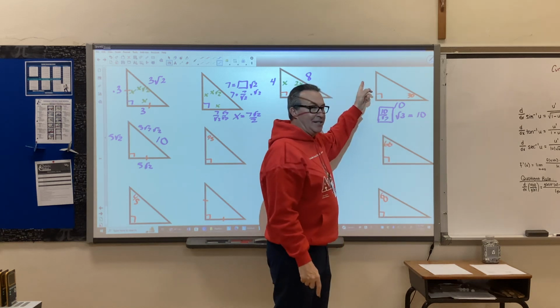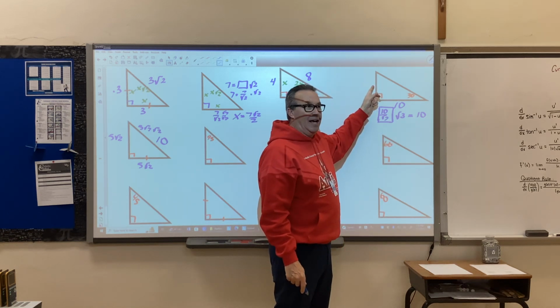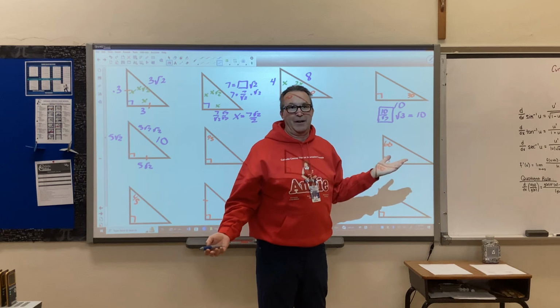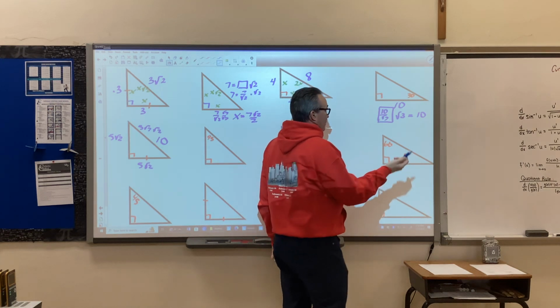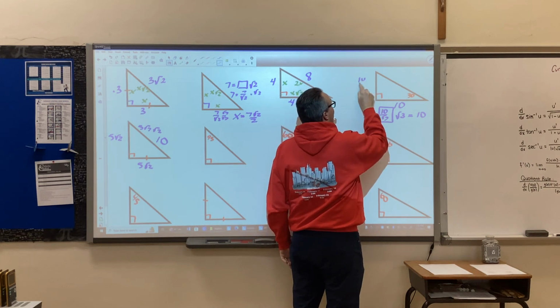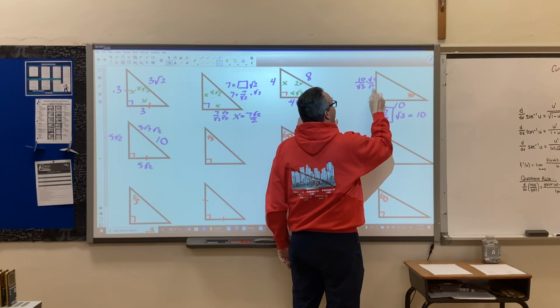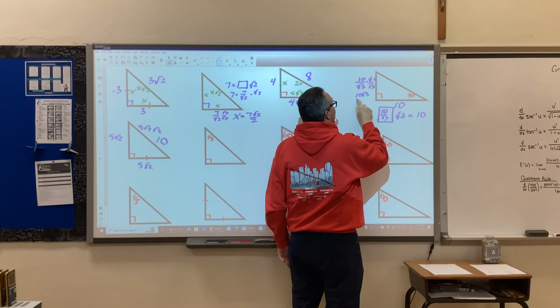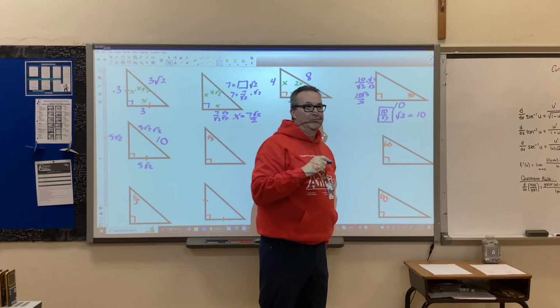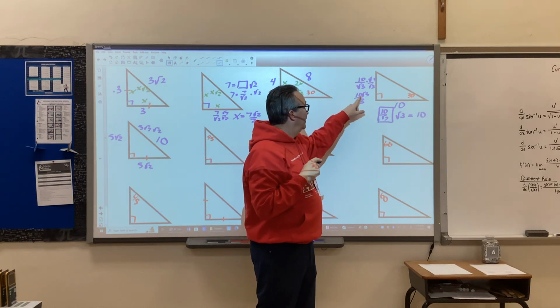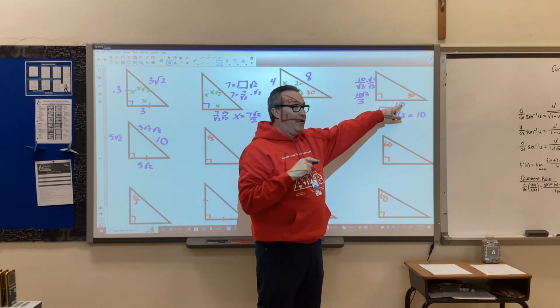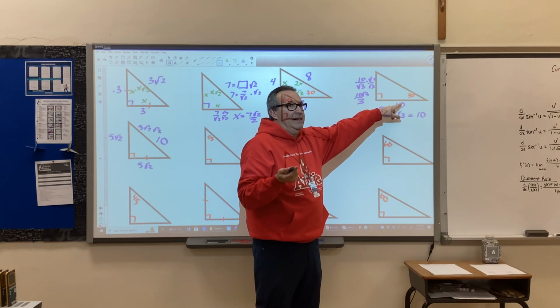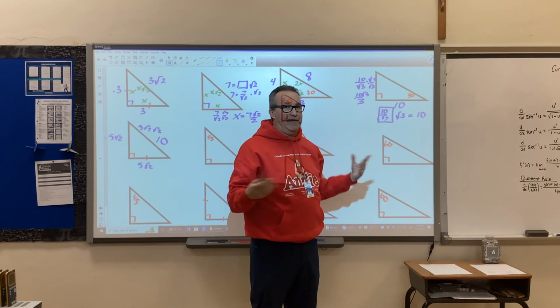That's the shortest side. 10 over the square root of 3, but you can't leave the radical in the denominator. So what you do is multiply the top and the bottom by the square root of 3, and you get 10 square root of 3 over 3. Now look, 10 over 3, that's just 1/3 of 10. Just divide this number by 3, multiply by the square root of 3, and you have the answer every time.